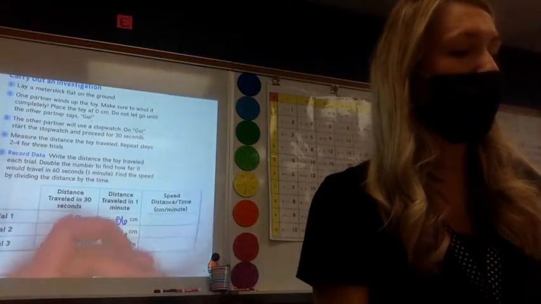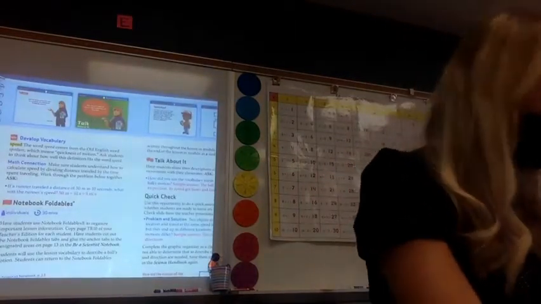Third graders, I want you to turn and tell your neighbor, what do you notice about your wind-up toy and how far it traveled? What did you guys notice? It traveled far. Did it travel the same amount each time? Different? What did you start to notice?